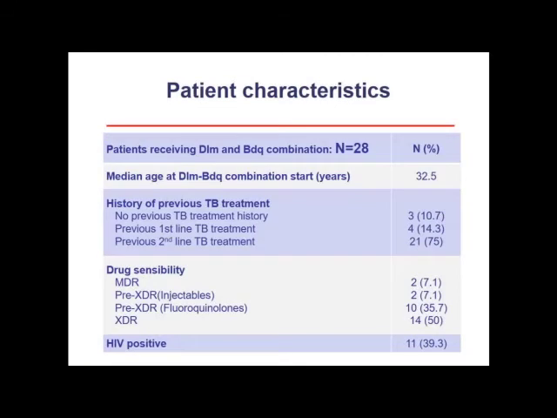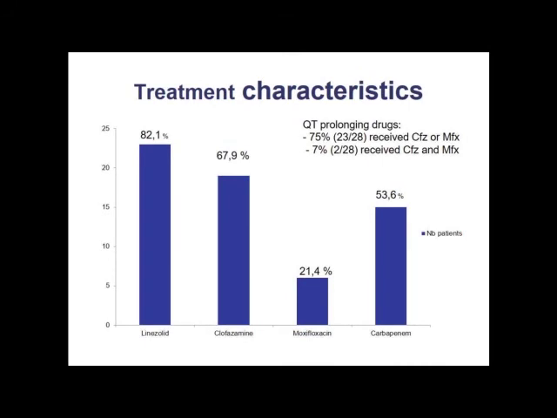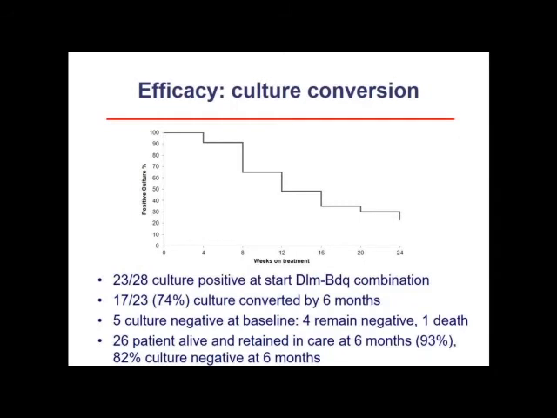There are 28 patients included in this analysis. The median age was 32, and importantly, 75% of patients had previous second-line treatment. Additionally, over 85% had fluoroquinolone resistance, and 40% were HIV positive. The MDR-TB regimens contained bedaquiline and delamanid, and these are the other 4 drugs that the majority of patients received. In terms of the QT prolonging drugs, 75% of patients received either clofazimine or moxifloxacin in addition to delamanid and bedaquiline, and 7% received all 4: clofazimine, moxifloxacin, delamanid and bedaquiline. So here are some results. This is the culture conversion results.